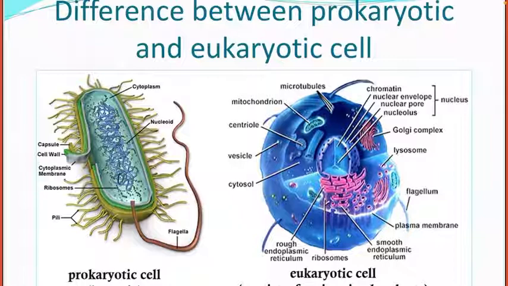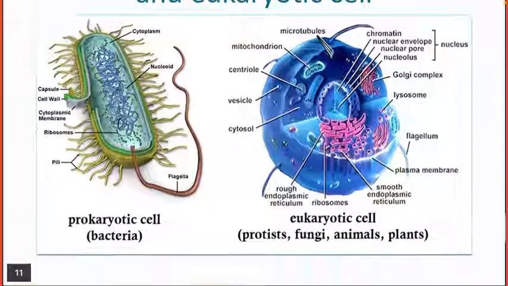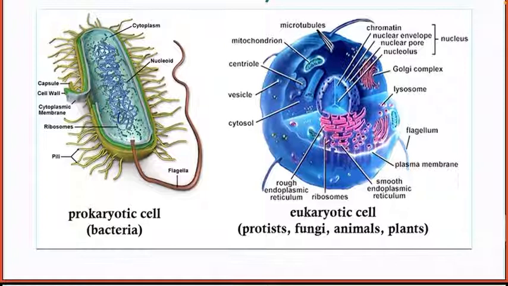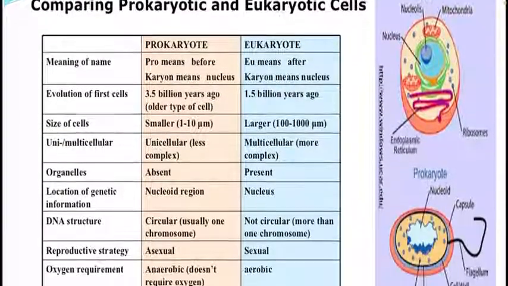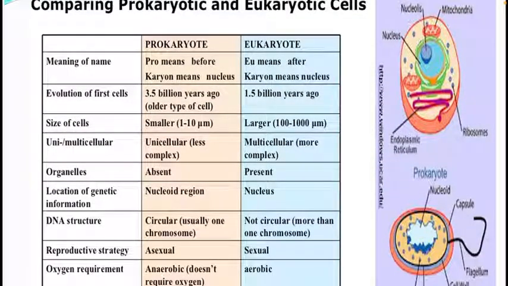For example, Golgi bodies, lysosomes, mitochondria, chloroplast, all membrane bound cell organelles are there. For example, in protista, fungi, animals and plants, these types of cells can be seen. Whereas in bacteria, they have a simple nucleus which we call nucleoid. Okay. This is the table which can help you to study the difference between prokaryotic and eukaryotic cell.